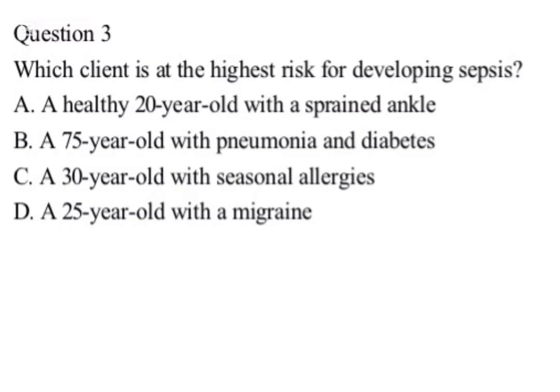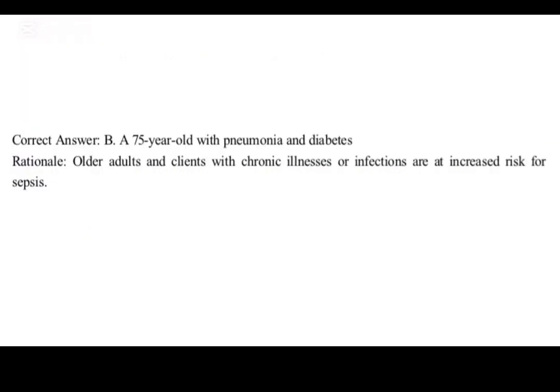Question 3. Which client is at the highest risk for developing sepsis? A. A healthy 20-year-old with a sprained ankle. B. A 75-year-old with pneumonia and diabetes. C. A 30-year-old with seasonal allergies. D. A 25-year-old with a migraine. Correct answer, B. A 75-year-old with pneumonia and diabetes. Rationale: older adults and clients with chronic illnesses or infections are at increased risk for sepsis.